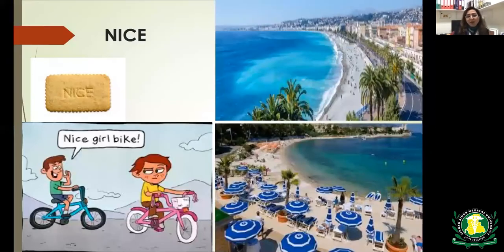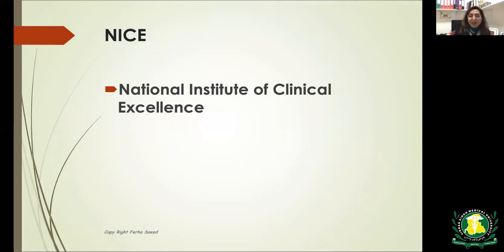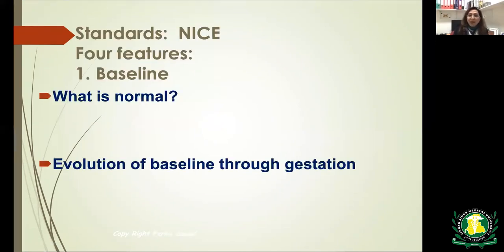So we use NICE. You can see I have demonstrated a lot of nice things in this picture, but NICE is actually the National Institute for Clinical Excellence, and they provide us with a guideline. The whole UK, in any kind of specialty, will be following these guidelines. This guideline tells us about the normal baseline, which is 120 to 160. However, as I mentioned, the baseline rate depends upon the gestational age of the baby. And there is an evolution of baseline through gestation that depends upon the maturity of the parasympathetic and sympathetic nervous system.